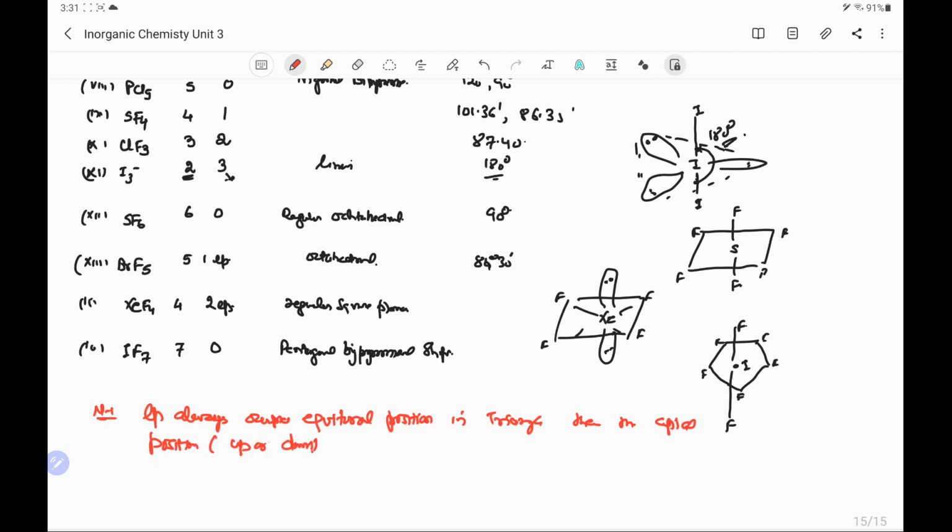For example, here in this case, this is I3 minus. In this case, there are 3 lone pairs. So these 3 lone pairs will be on the equatorial positions, and the I atoms are in the apical positions. So a lone pair always takes the equatorial position in a triangle. This point is to be remembered.